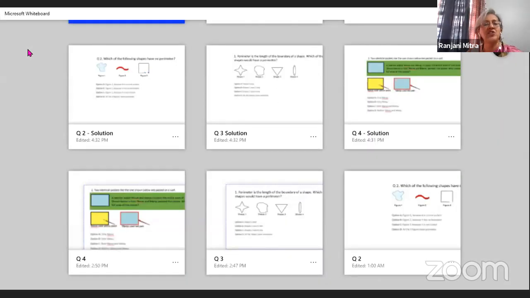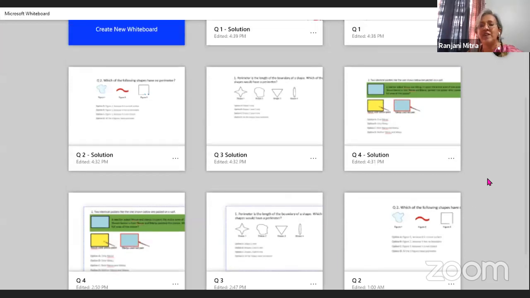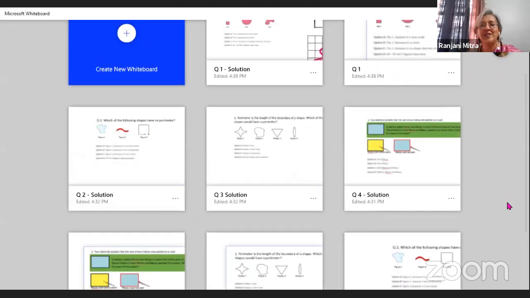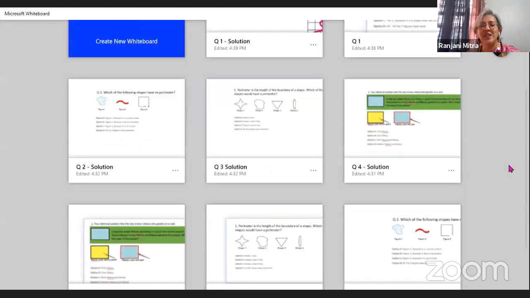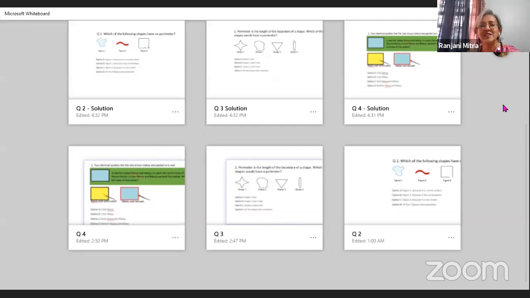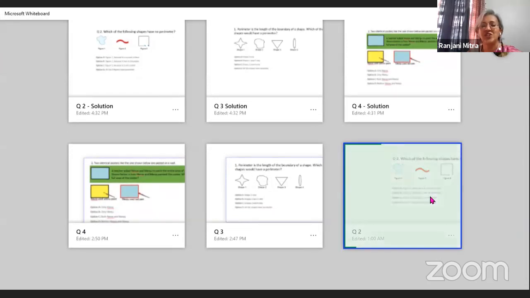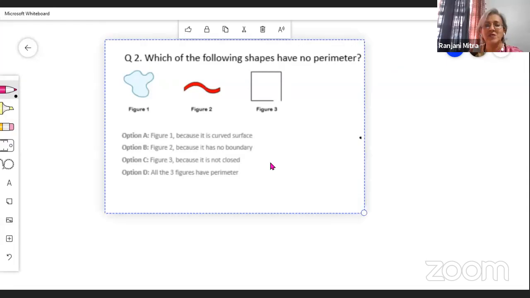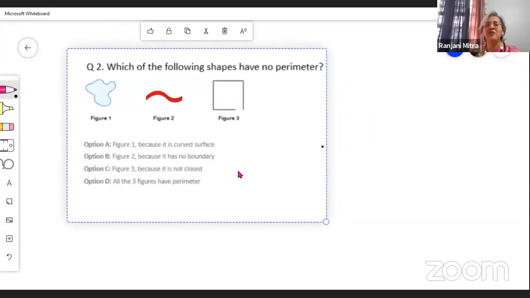Children, be ready with your second question. There you are. Just give me a second, please. Yes, here is your second question. Please see the question very carefully. It says, which of the following shapes have no perimeter? Okay, I start the poll.